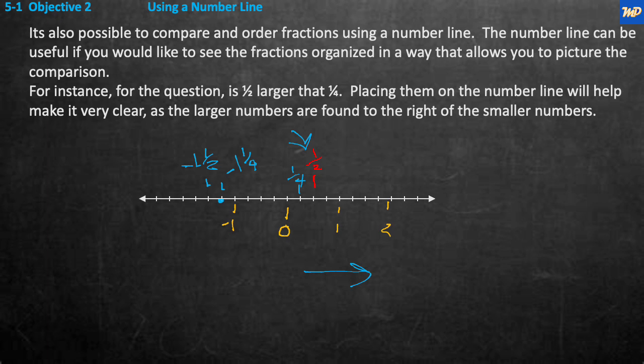I'll make this one here, the 1/2. And now what's to the right? Well, it's a negative number. So now the -1 1/4 is to the right of the -1 1/2. So that means that the -1 1/4 is larger than the -1 1/2.